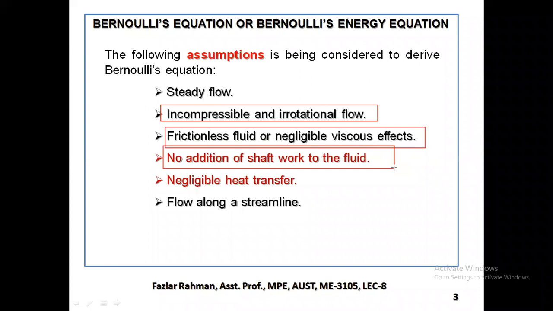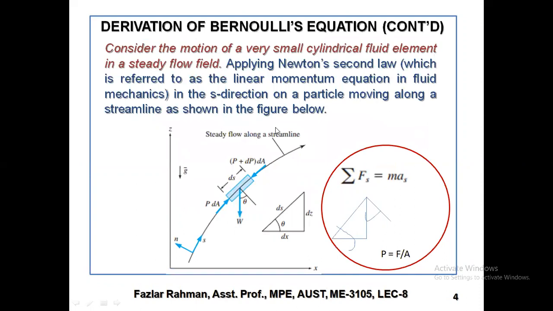We are thinking there is no heat transfer from the fluid. For example, your room is by a kitchen, and on the other side somebody is cooking all day. So heat is transferring from the kitchen to your room, or your office room might be by a boiler. So some heat comes from the boiler room. So we are thinking no heat transfer, no shaft work in the fluid, and flow along a streamline. That means fluid particle flowing in a streamline. Those are the assumptions to derive the Bernoulli's equation.